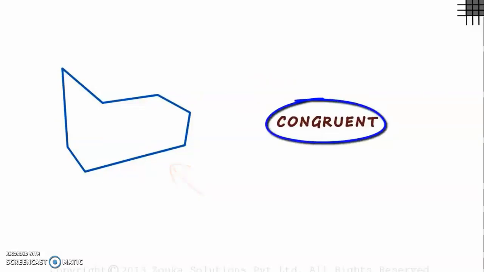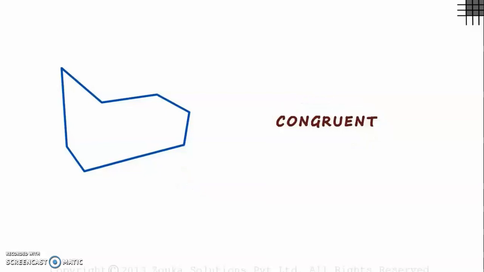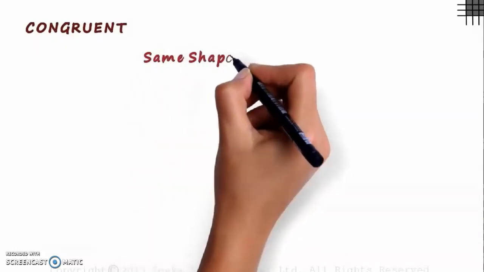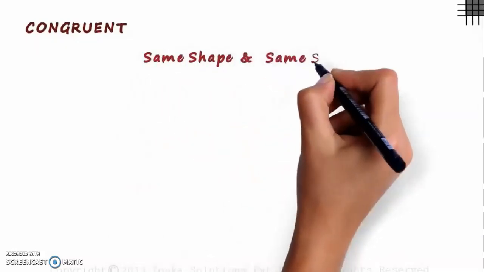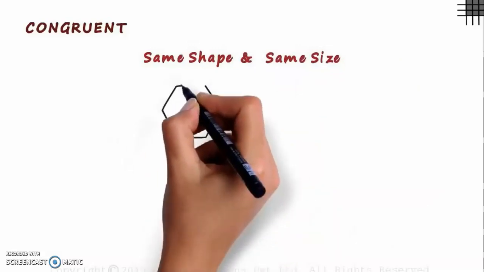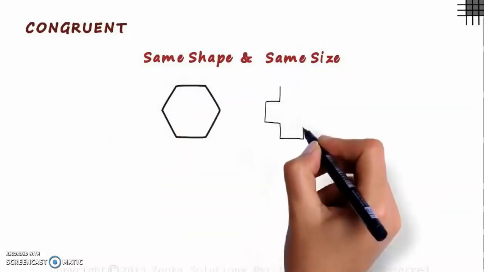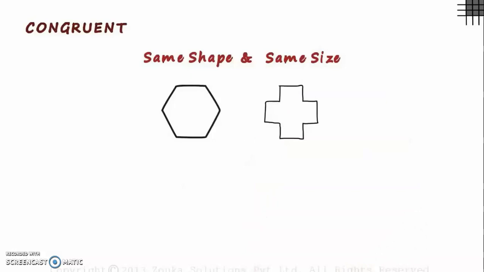But let's understand a bit more about congruency. When are two figures congruent? It's simple. They should have the same shape as well as the same size. Say we have a shape like this and another one like this. We can easily say that they are not congruent as they're completely different shapes.